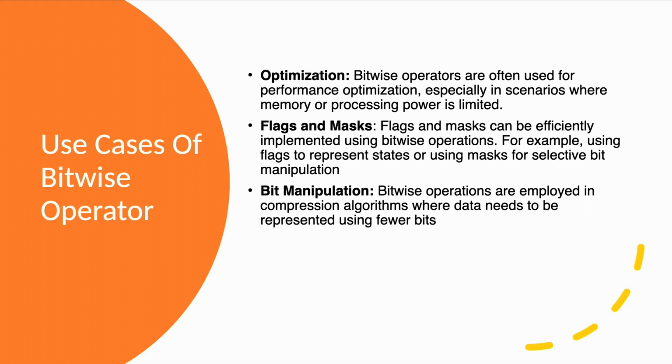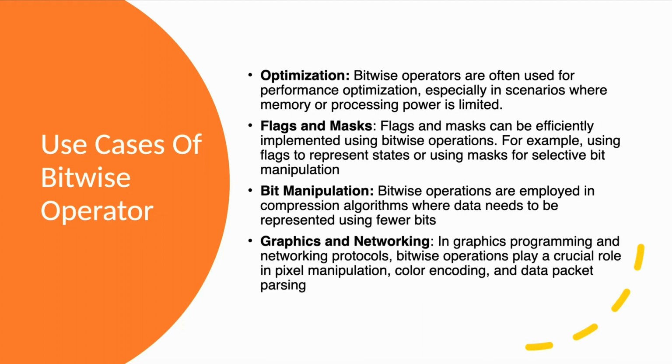So you can use the bitwise operators in order to shrink your data, or basically represent your data in fewer bits. Bitwise operators can be very helpful when it comes to bit manipulation, which can be used in your compression algorithms. Then you have graphics and networking.